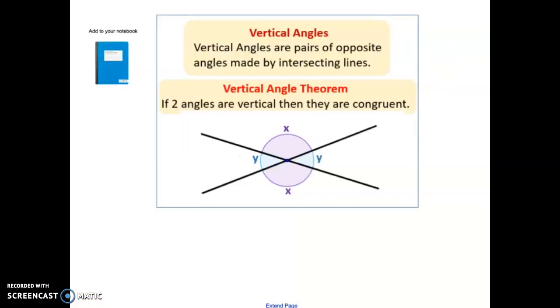So now I want you to take a minute to add this to your notebook. Go ahead and pause. Vertical angles are a pair of angles that are opposite each other at intersecting lines. So the x and x there in the purple are vertical angles, and the y's are vertical angles. That means their angles are the same, and the vertical angle theorem explains just that. So put that in your notebook. Make sure you're putting the words and the drawing in there.